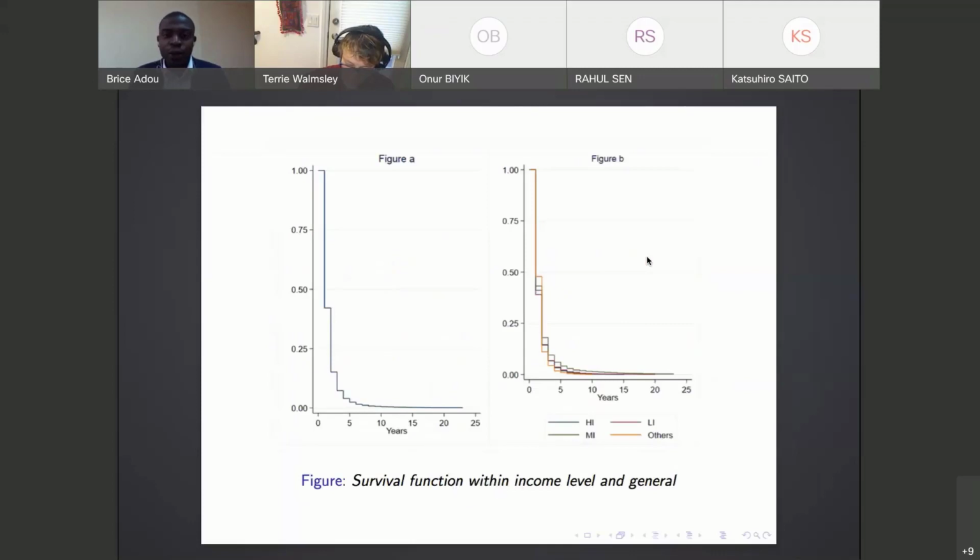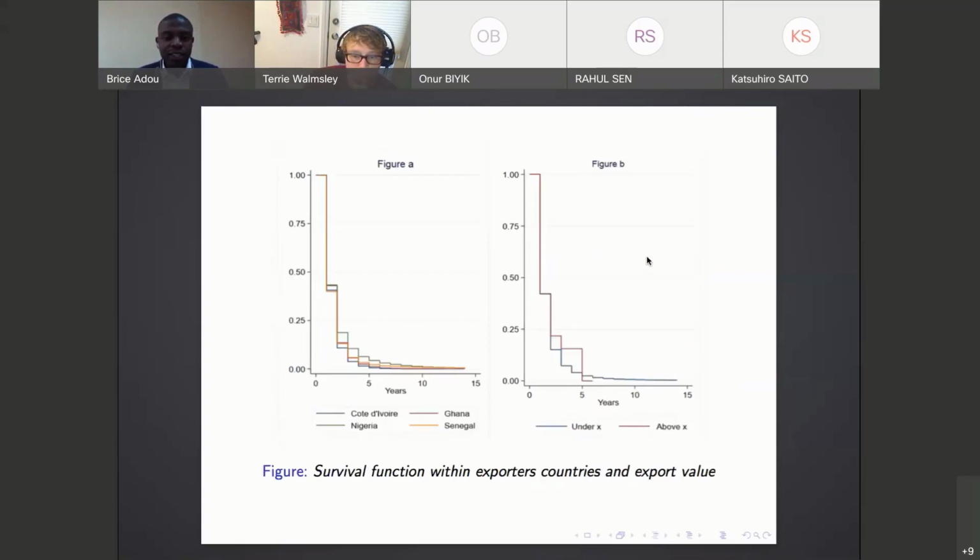We here show 2 graphs. This is the first one, which is also in figure B, trying to explain a bit, trying to make the differentiation between the income levels of the partner countries. This is also the difference that I was making.